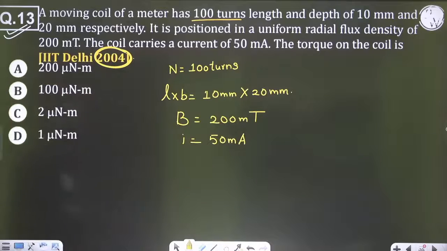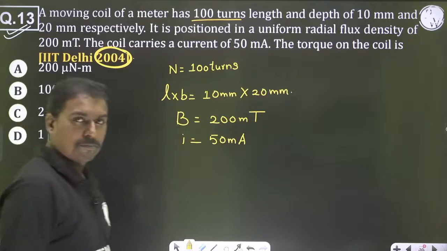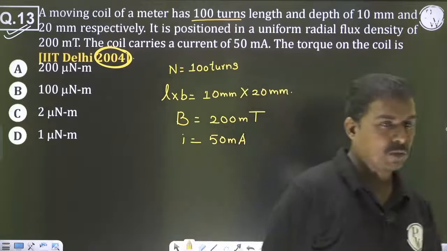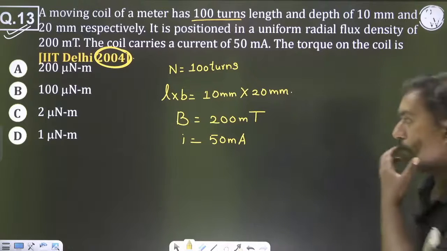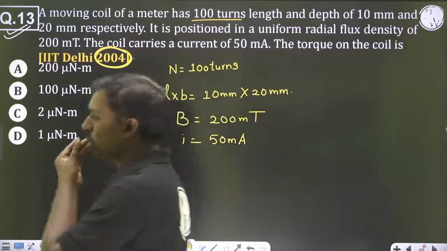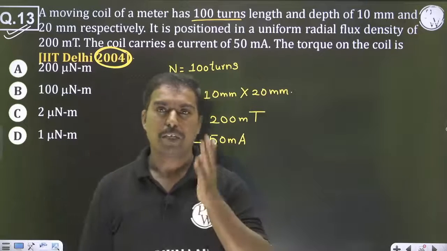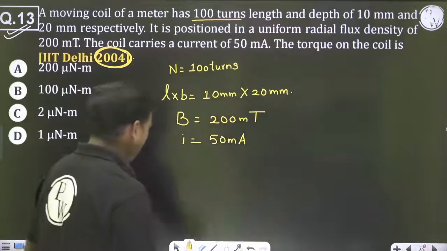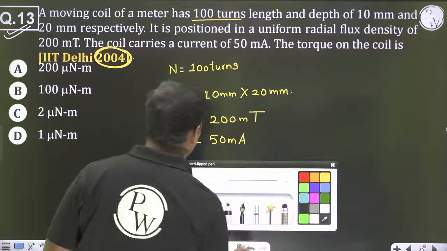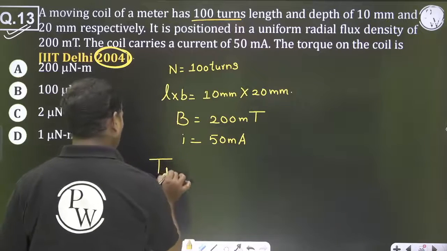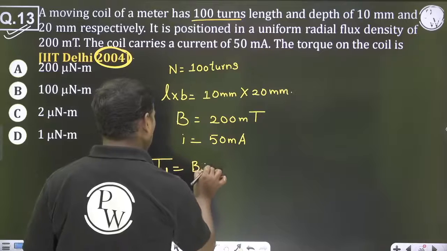The torque on the coil is dash. How to solve this? If you see, the question is related to PMMC torque, the deflection torque. So what is the expression for deflection torque, dear? Deflection torque is given as BINA.